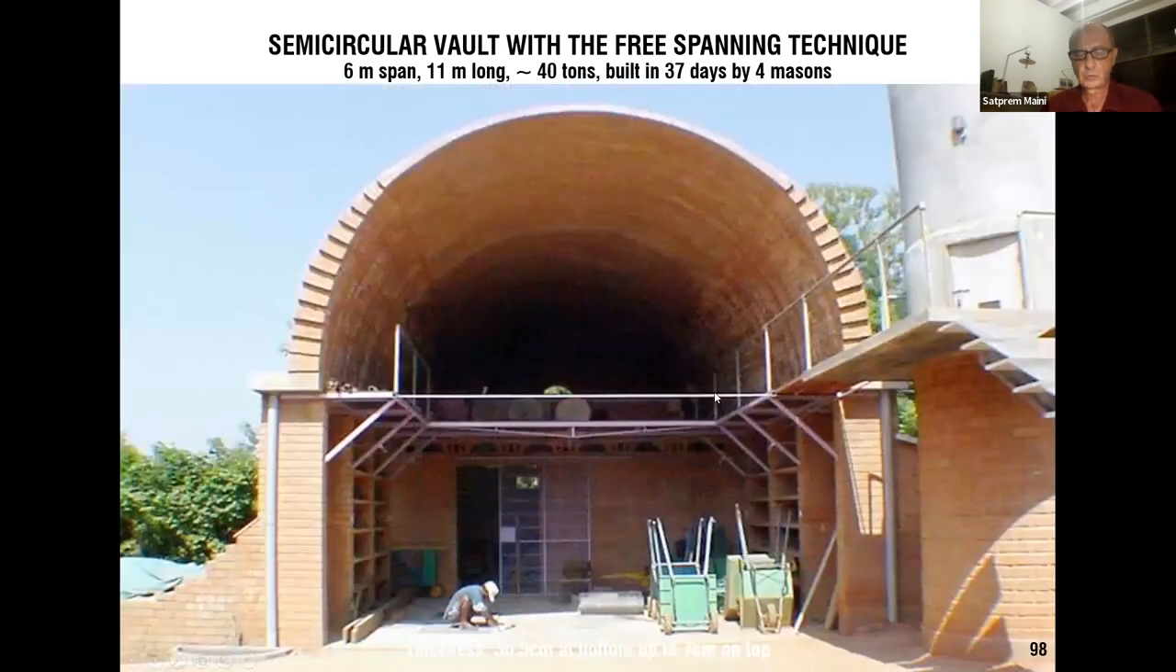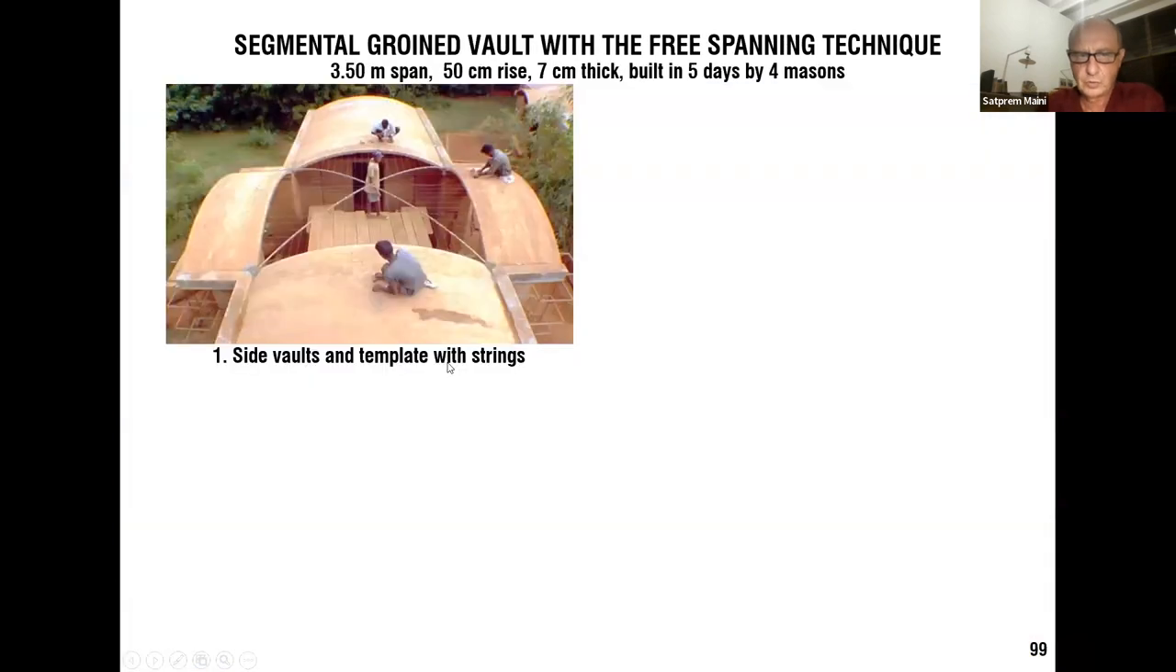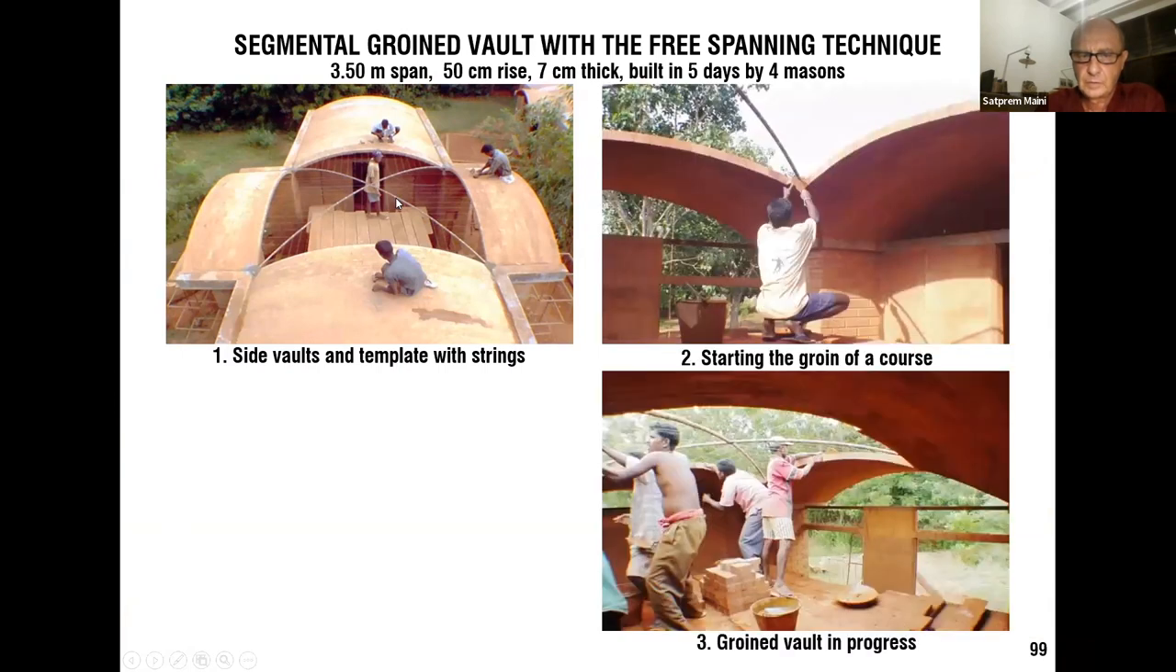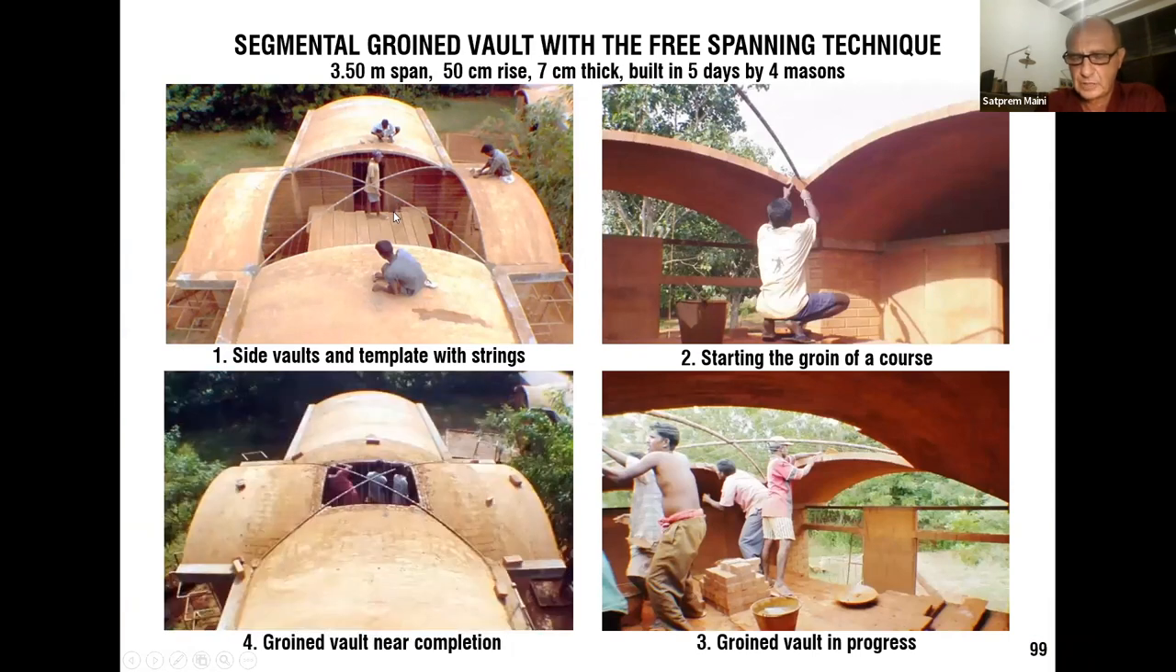Then a ground vault, which is thick. We have here vaults on the four sides. Then the ground here with the template. This is built in 5 days with formwork. This takes a long time because of the cutting of the blocks at the point here.